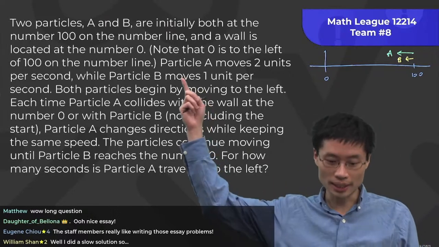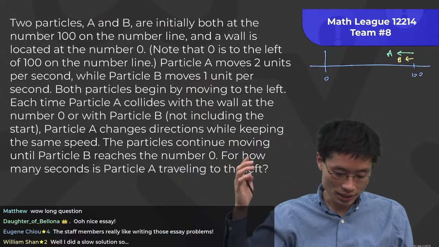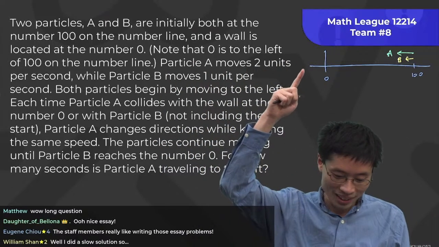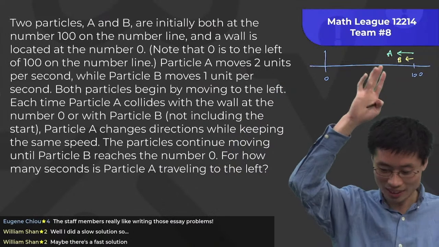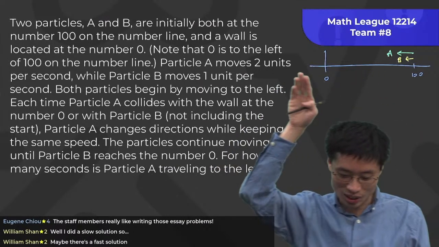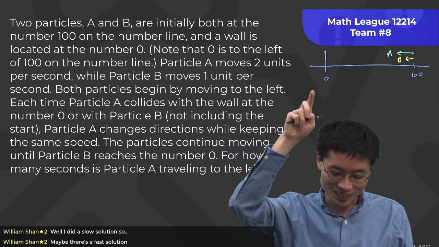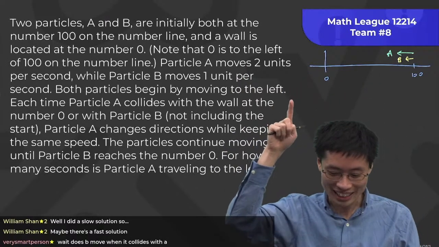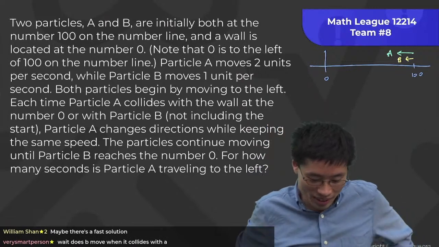Both particles begin by moving to the left. Each time particle A collides with the wall at the number 0, or collides with particle B, not including the start, particle A changes direction while keeping the same speed. The particles continue moving until particle B reaches the number 0. For how many seconds is particle A traveling to the left?